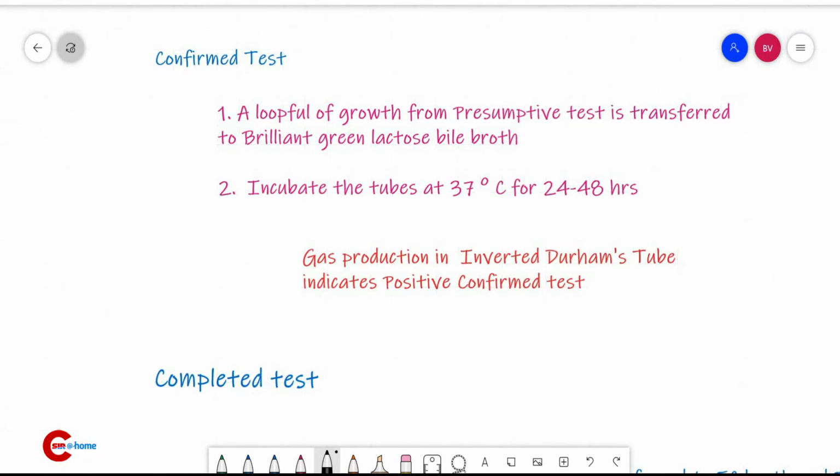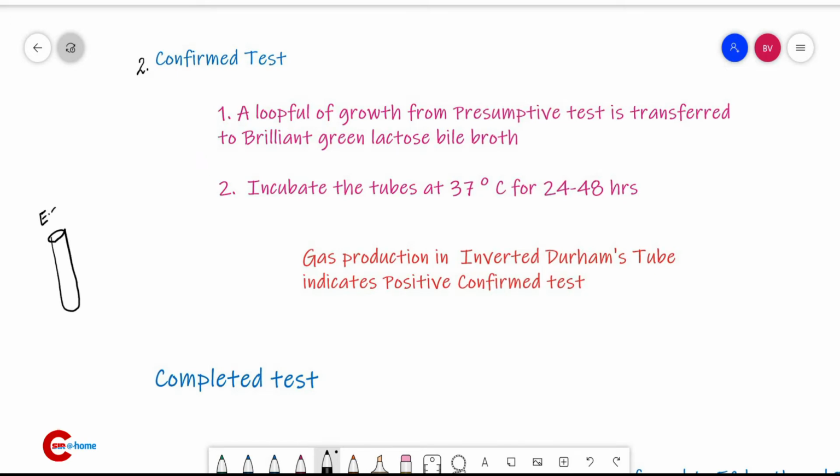The next test is the confirmed test. That means we are taking a loop full of growth from the presumptive test, and then it is transferred into brilliant green lactose bile broth. Understood?